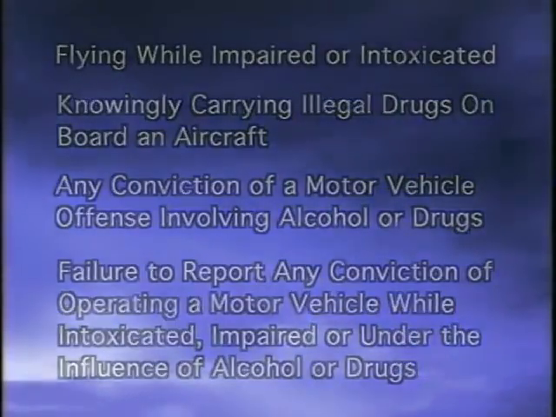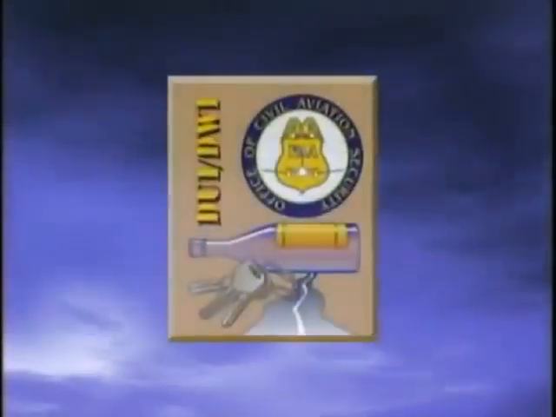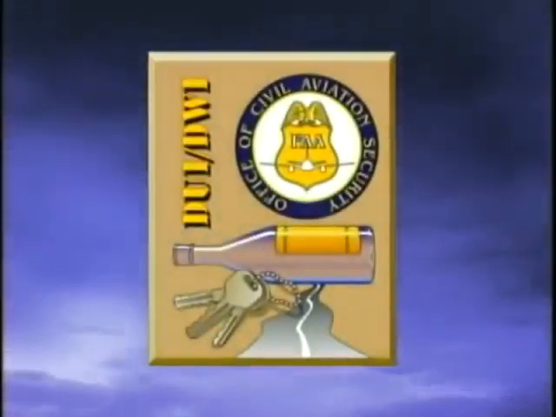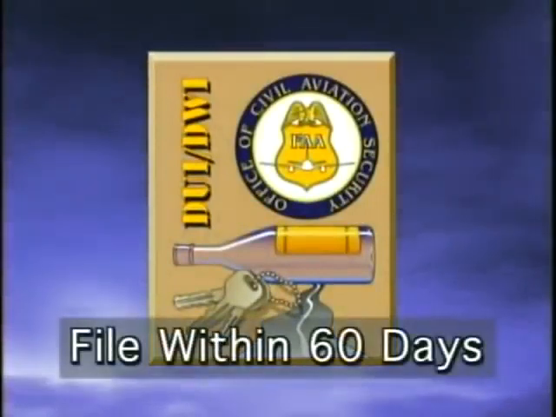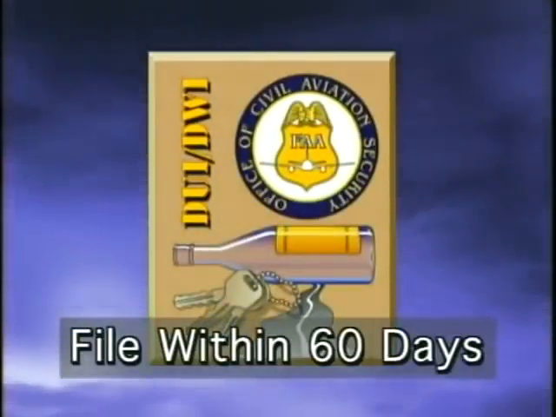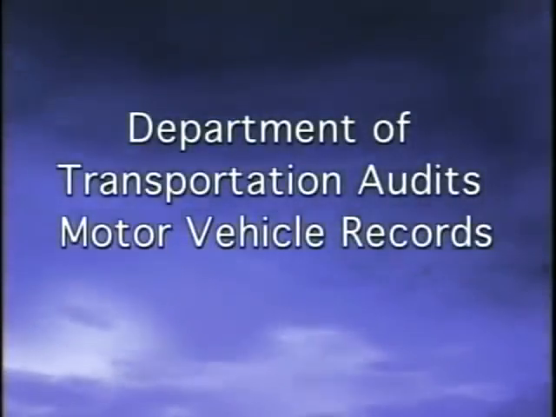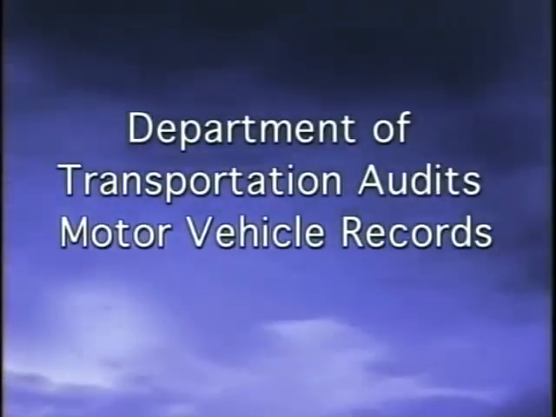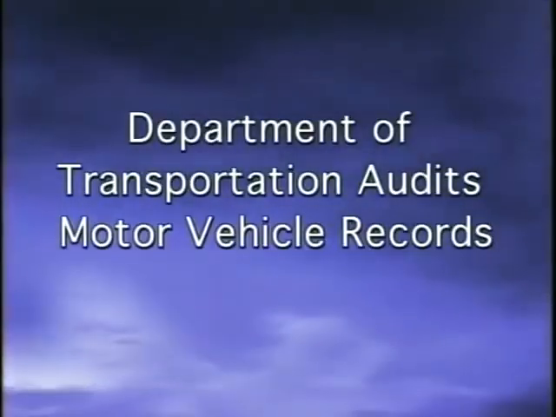Federal regulations require all pilots who are convicted of said offenses to file a written report to the FAA Civil Aviation Security Division no later than 60 days after the conviction. Also, be aware that the Department of Transportation audits motor vehicle records to locate pilots with alcohol or drug-related motor vehicle offenses.